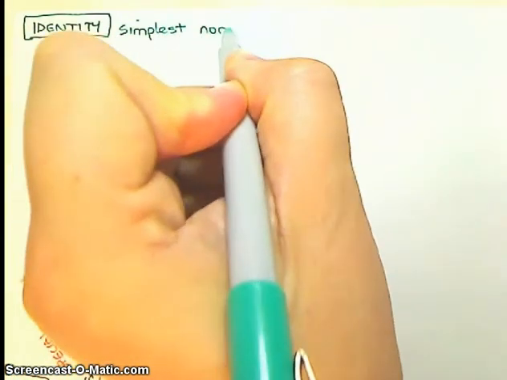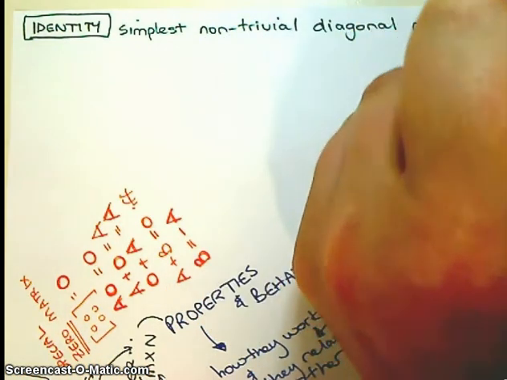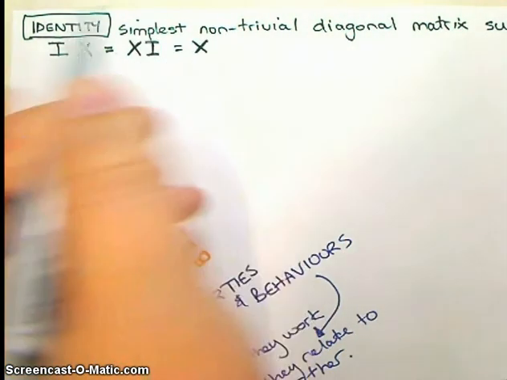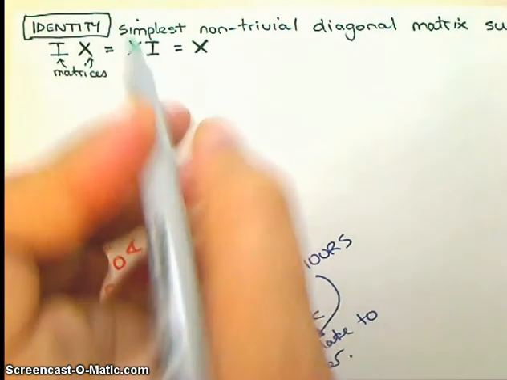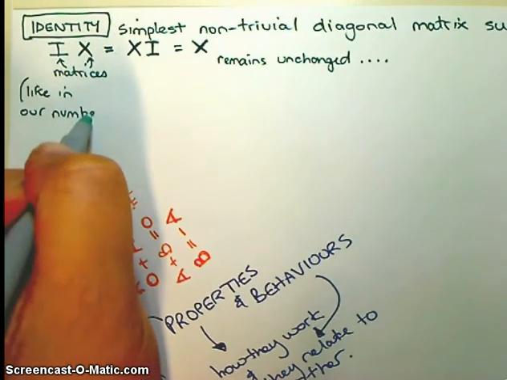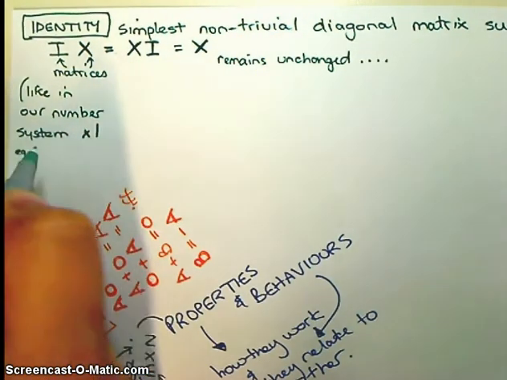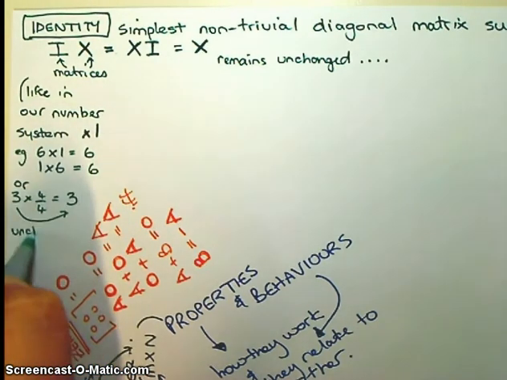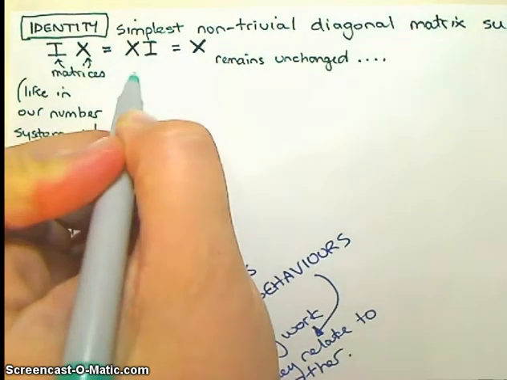What we move on to now is the idea of an identity, which is the simplest non-trivial diagonal matrix, such that this particular property holds. What's important here is that you notice that the x remains unchanged. We've multiplied it pre and post by something else, but the actual number hasn't changed. It's like how in our whole number system, when we times by 1, you can times anything you like by 1, and the number remains unchanged.